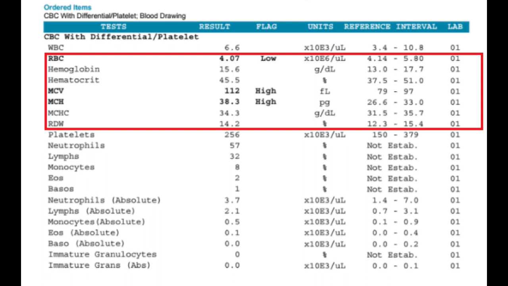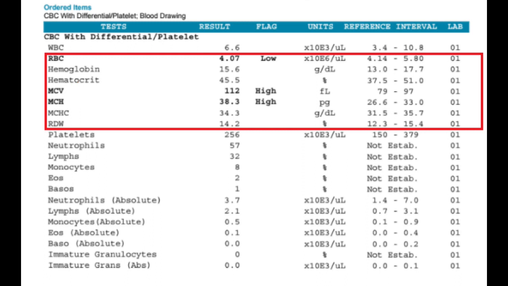The second thing to look for in the red blood cell measurements are the other indices. These give us an idea of what could potentially be causing the anemia that you might have. So the MCV is the mean corpuscular volume. It's the average volume of red blood cells, and it gives us an idea of what the anemia, if you have an anemia, could be caused by.